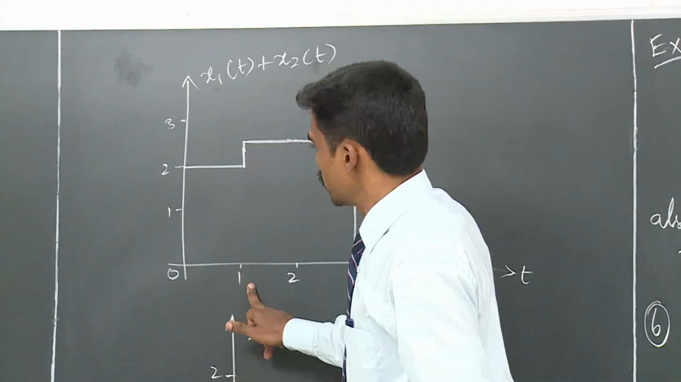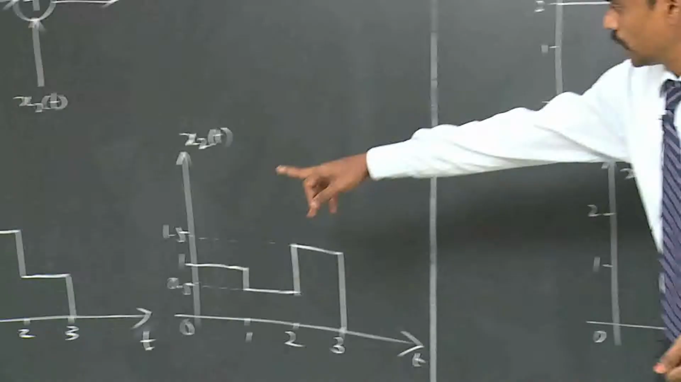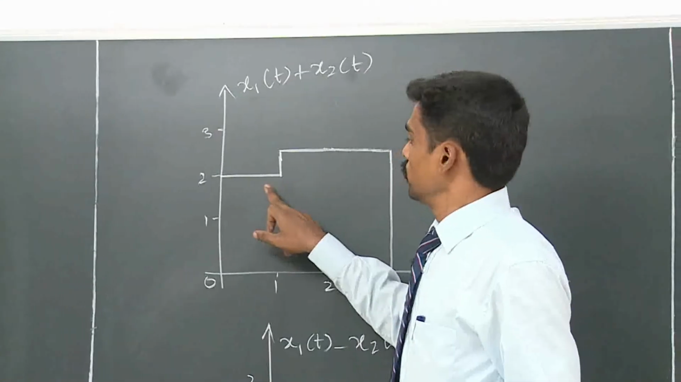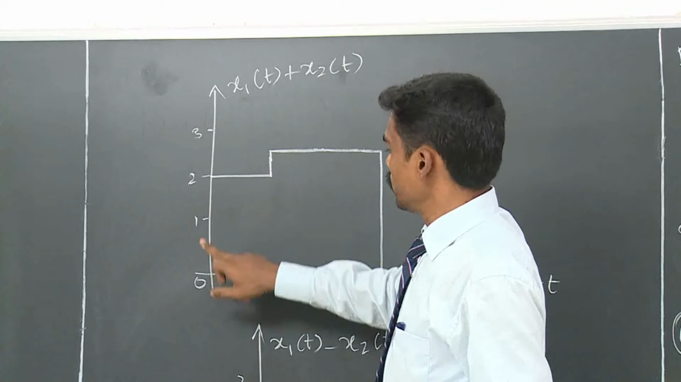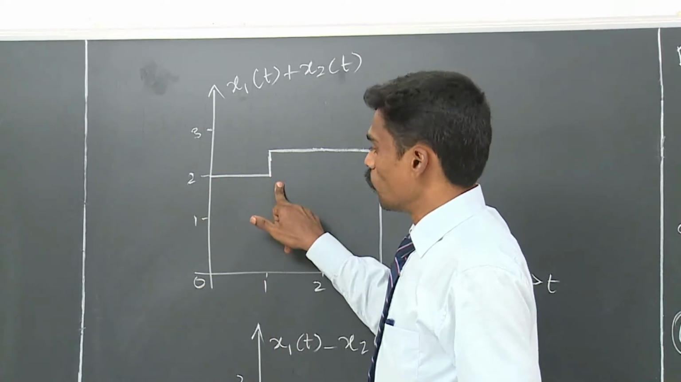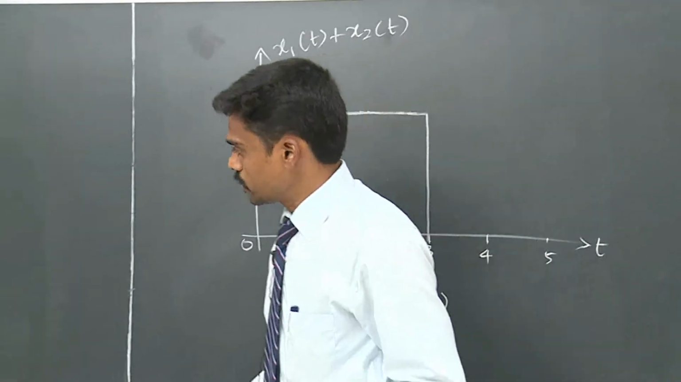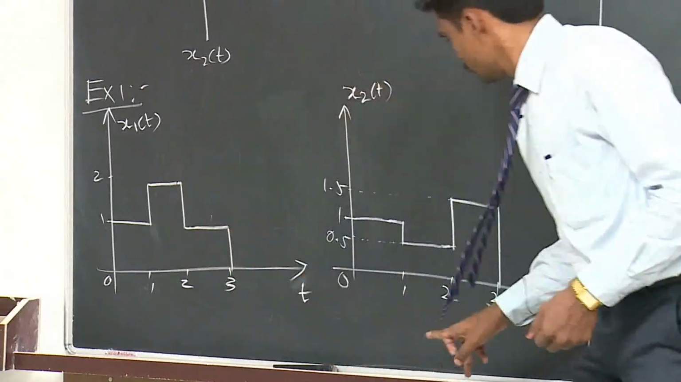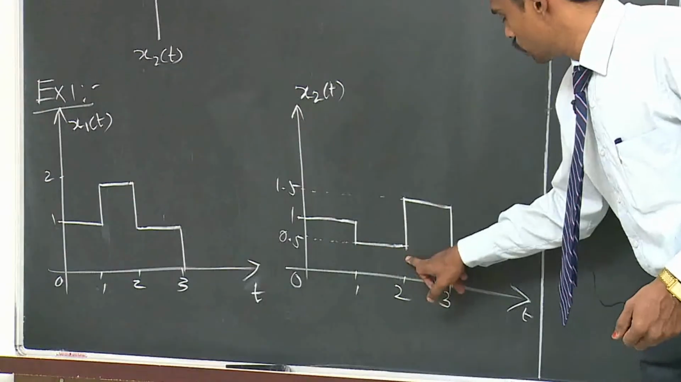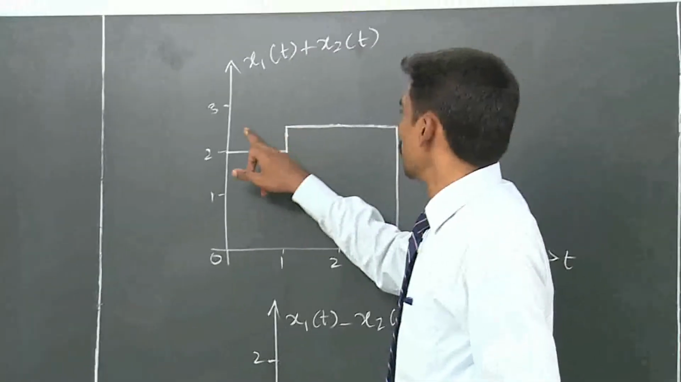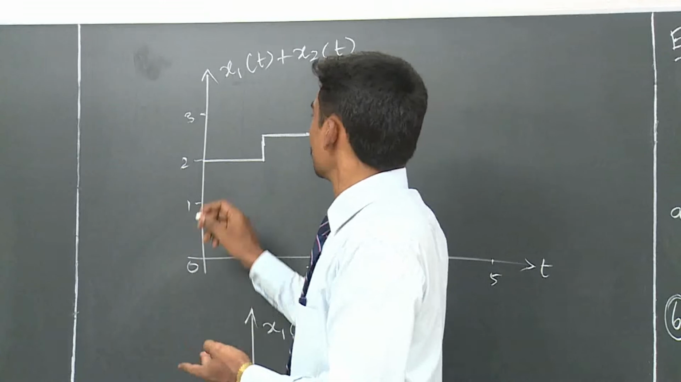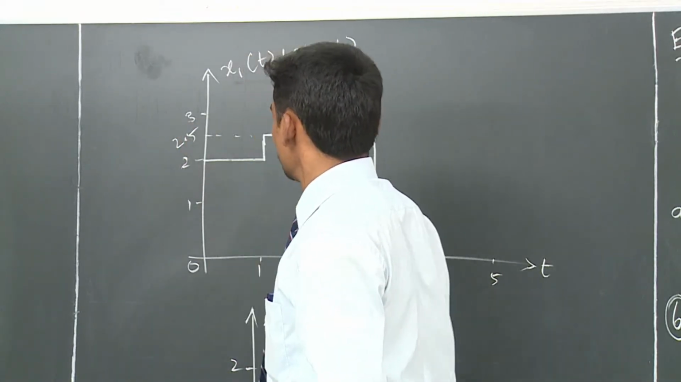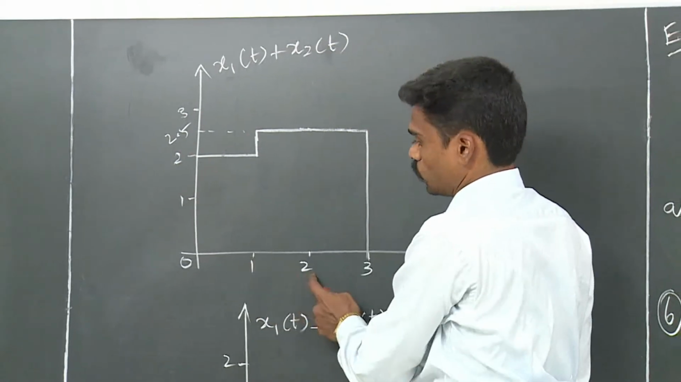From 0 to 1, the value of x1 is 1 and here also it is 1. So 1 plus 1, 2. The value of x1 of t plus x2 of t from 0 to 1 is 2. Next, from 1 to 2, x1 is 2 and here x2 is 0.5. So the output value will be 2.5, from 1 to 2.